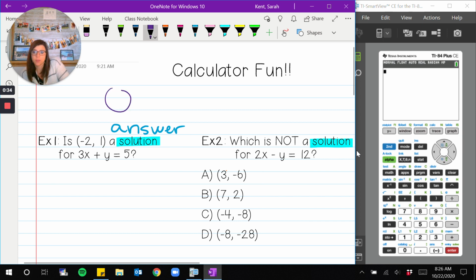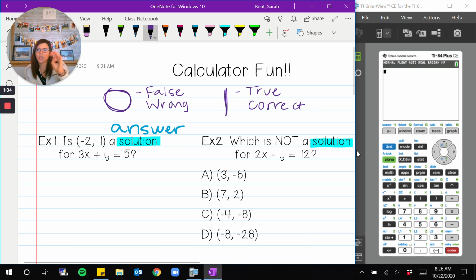The calculator will either give us a 0 or the calculator will give us a 1. If we get a 0, what this means is that the answer is false. It is a wrong answer. If we get a 1, it tells us that the answer is true, or that we have a correct answer. So we'll look at what this means with a couple examples.